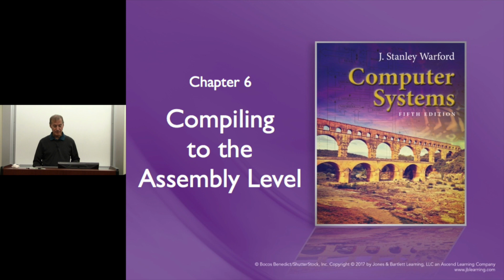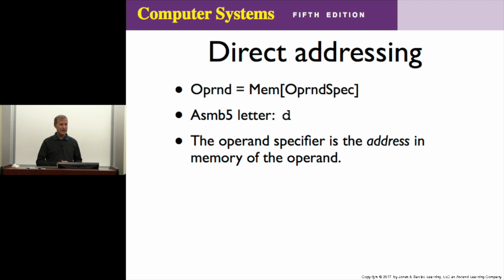Now, the first thing we need to learn is a new addressing mode. Let's review. Here we have direct addressing, the first one we learned. In direct addressing, what does it say here? The operand equals Mem sub operand specifier. That means you can think of memory as an array of bytes, and it's Mem sub operand specifier. So what is the operand specifier in direct addressing? It's the address, yeah, that's right. It's the address in memory of where the operand is.